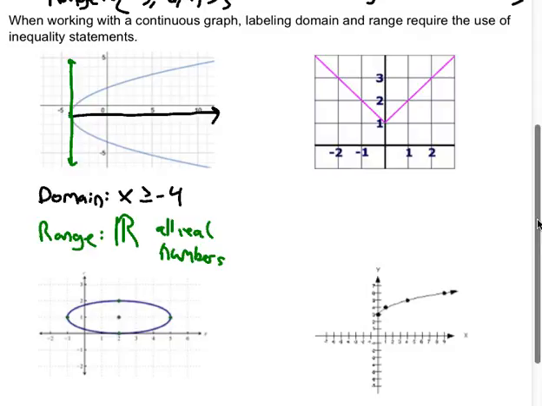So let's take a look at our next one. So domain. X values. Well, let's start at that unique point again, okay? If you ever have a unique point, that's kind of where my focus always begins.